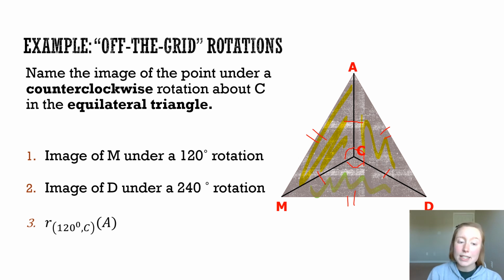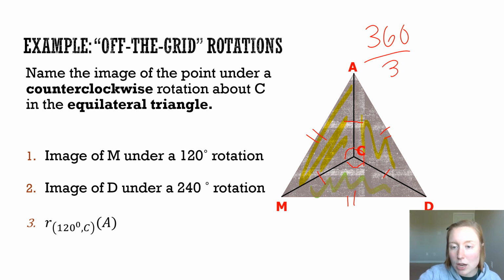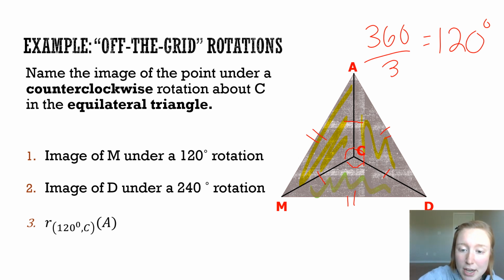So when it asks us to find the image of M under 120-degree rotation, well, M is right here, right? We know that C is our center and we want to rotate around the center. So let's figure out, we have 360 degrees in our triangle, because it's a circle, all the way around 360, and we split that into three parts, 360 divided by 3 is 120. And so that means that each of these little pieces in here is going to be 120 degrees, right? They're all congruent, adds up to 360.